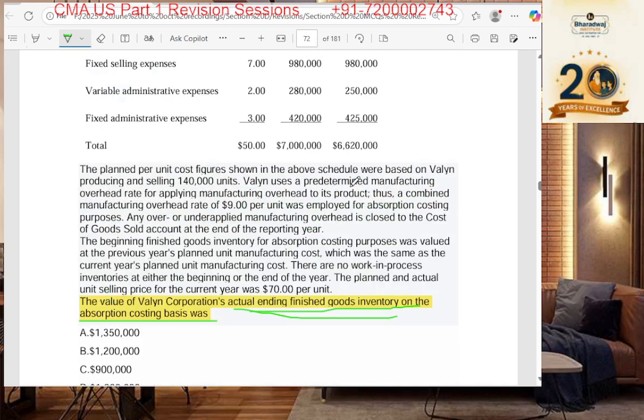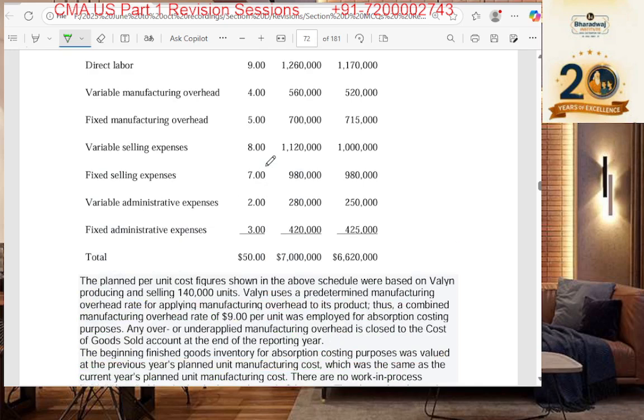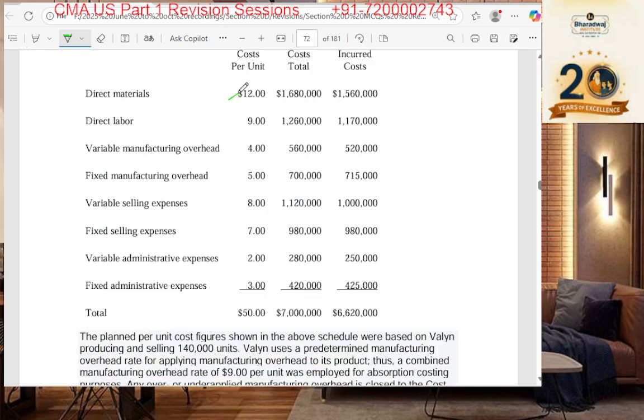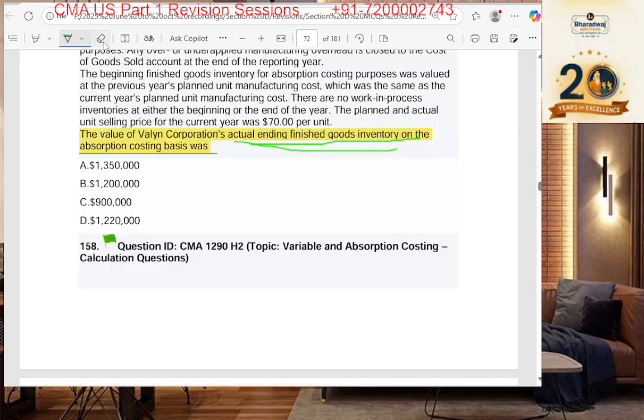1.2 million, sir. Think about it. Option B, sir. COGS: direct material 12 plus direct labor 9 plus variable overheads 4 plus fixed overheads 5. We'll include fixed and variable overheads up to this. What is the total? 30. 30 into ending inventory.